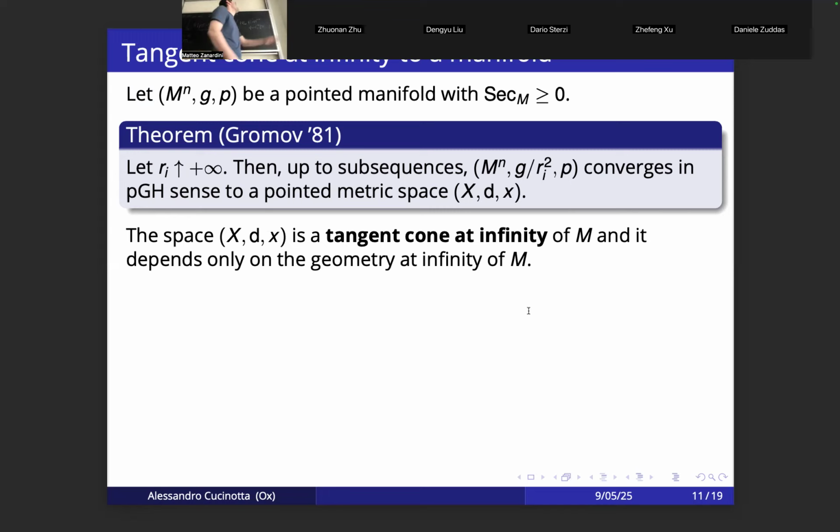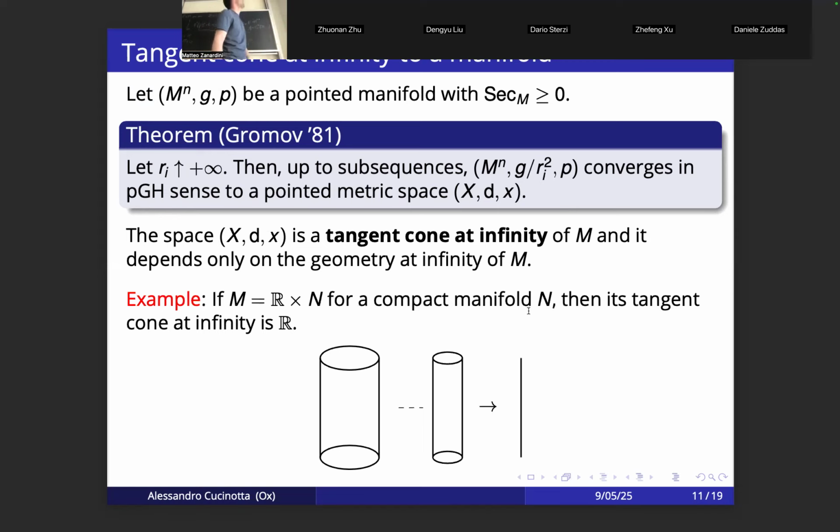But it's not really important. Okay, so by a powerful result of Gromov, we can take these rescalings of manifolds and they will converge to something in the limit. Such a space is called a tangent cone at infinity of our manifold. Simple example, just to get a feeling.